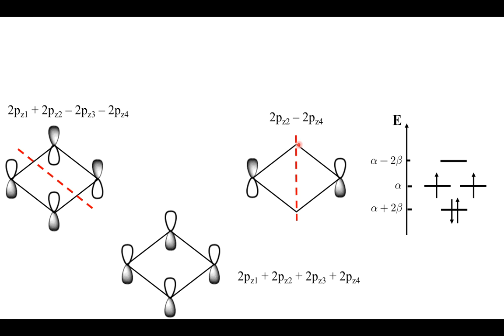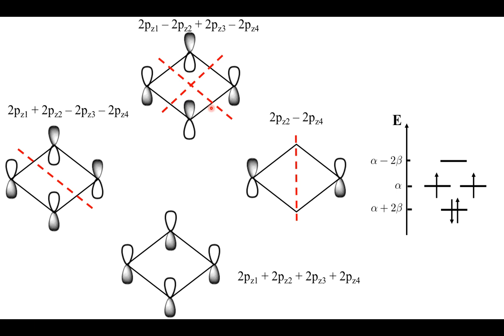And the last one, which is the highest in energy, has two nodal planes going through CC bonds. So this means that you're going to have 2pz1 minus 2pz2, then plus 2pz3 minus 2pz4, and the sign of the 2pz orbital will change whenever you go from one side of the plane to the other side. And this has the highest energy in our energy level diagram.